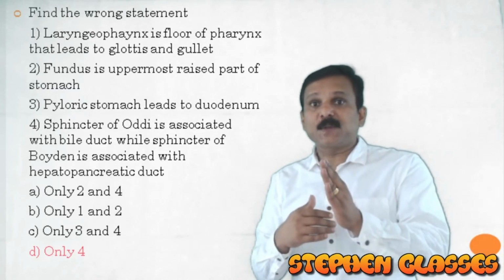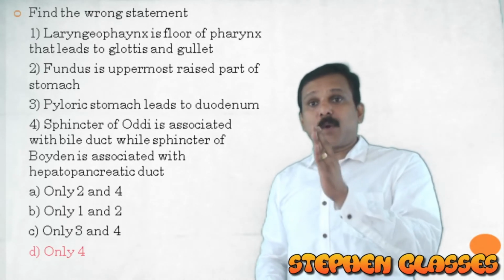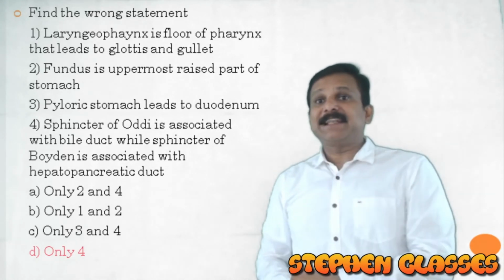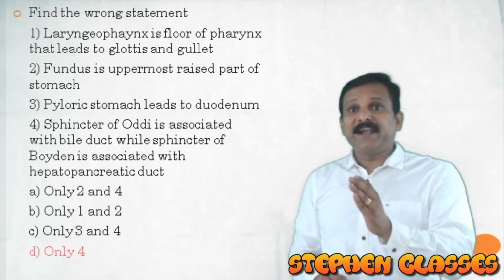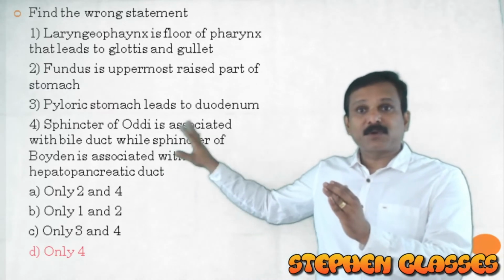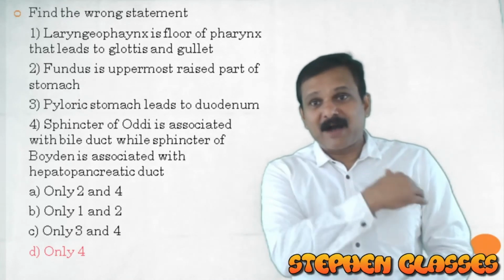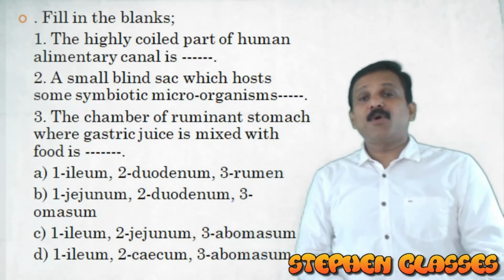Sphincter of Oddi associated with the bile duct. Wrong. Sphincter of Oddi is associated with the hepatopancreatic duct and sphincter of Boyden is associated with the bile duct. So this fourth statement is wrong. So our answer will be option D. You got it? Our answer is option D. Now we move on to our next question.